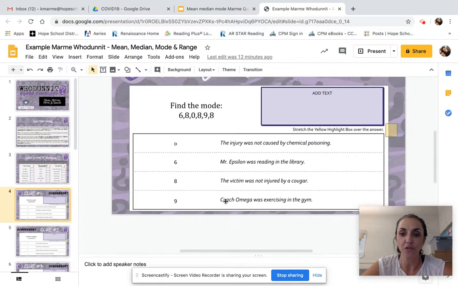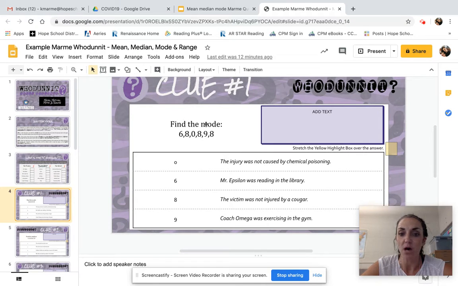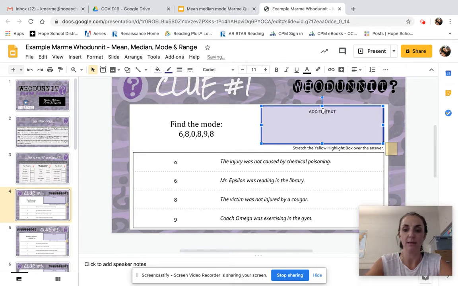Okay, here's your first clue. It says, find the mode of these digits: 6, 8, 0, 8, 9, and 8. So let me see which one of these numbers occurs the most often. Well, I see one 0, one 6, three 8s, and one 9. So I'm going to put up here in my text, the mode or most common number is 8. So my answer is 8.